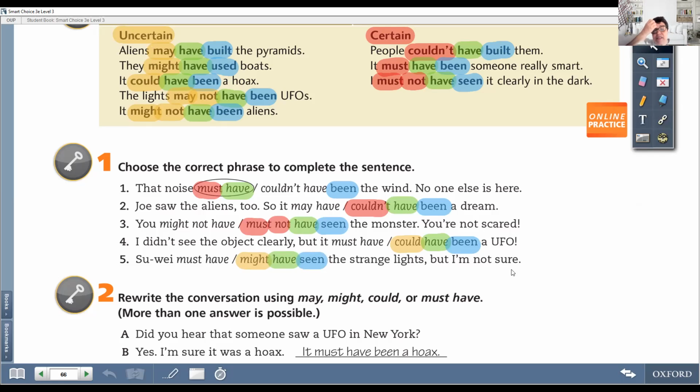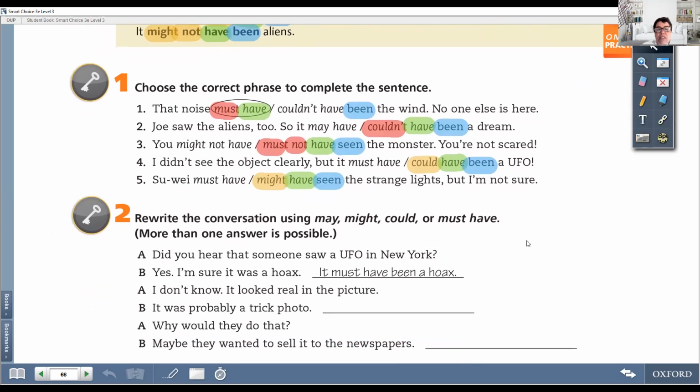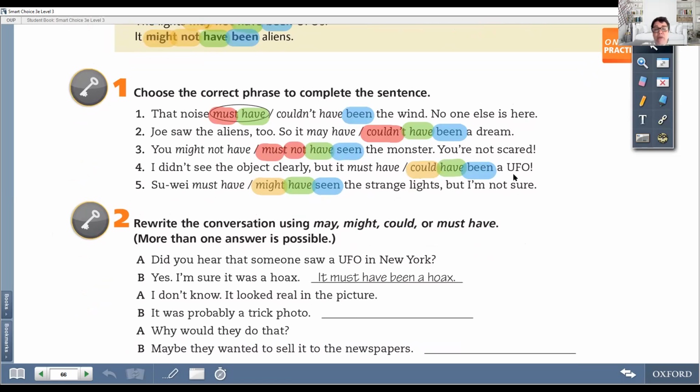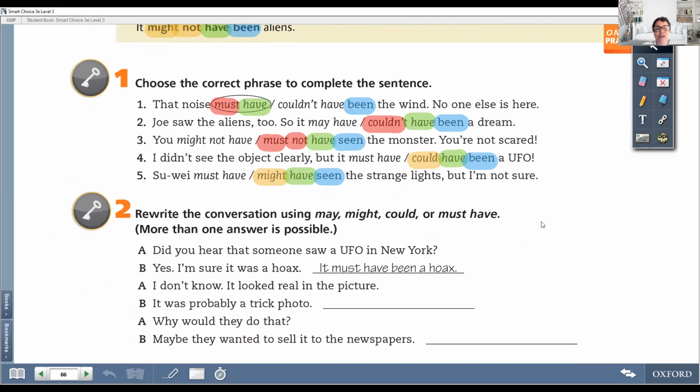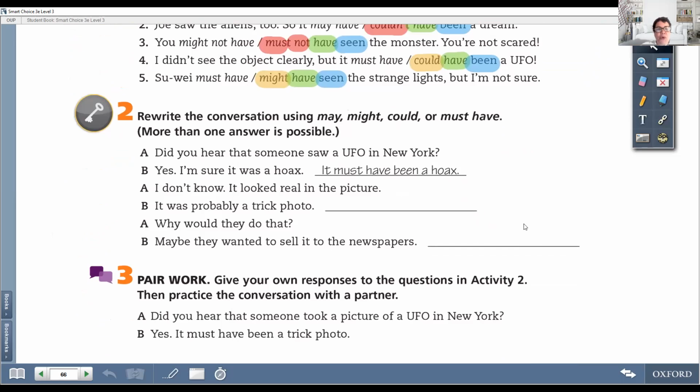All right, guys. Great. So let's move on. If you want, you can take a picture or you can print screen. All right, I'll give you a minute for you to do that. Okay, let's go. So number 2, rewrite the conversation using may, might, could, or must have.